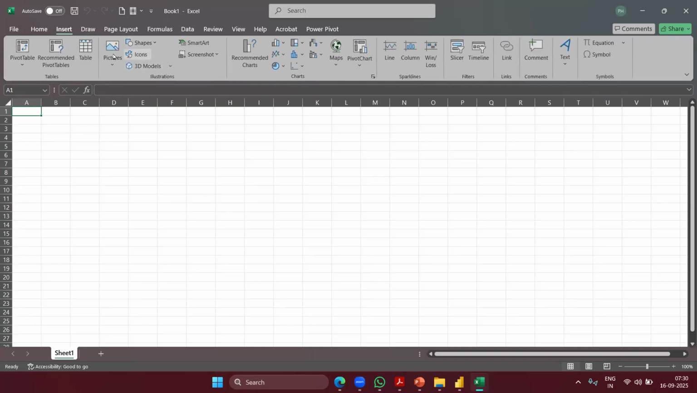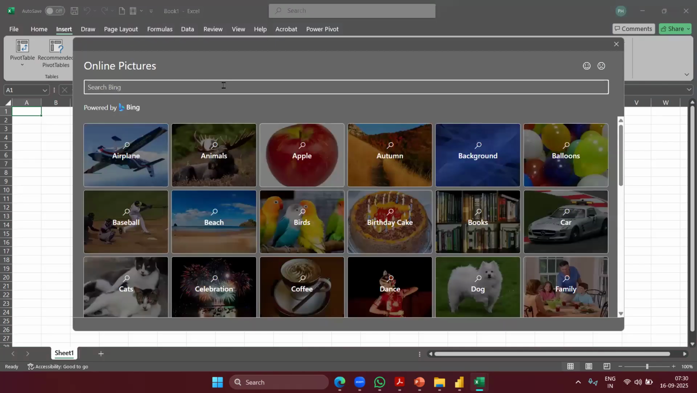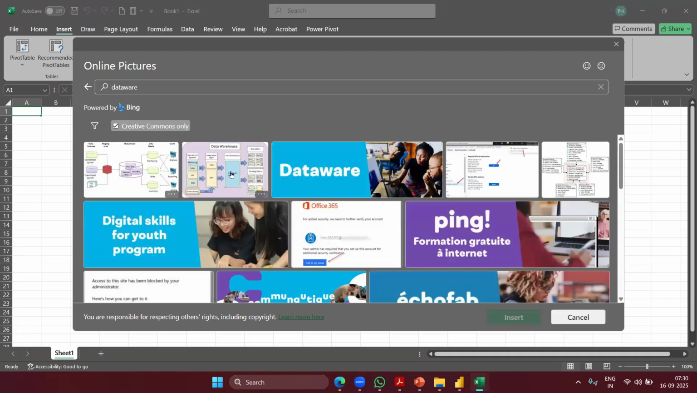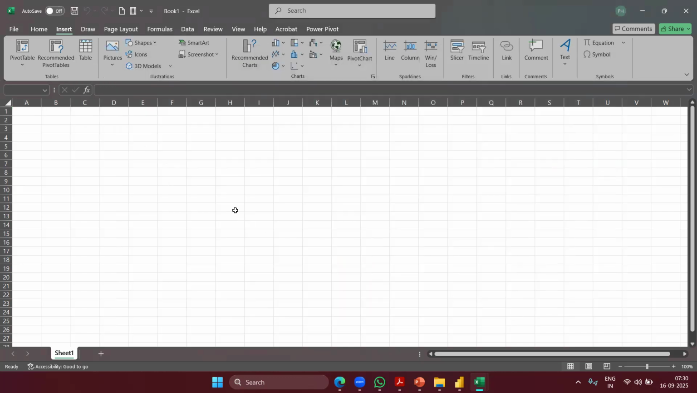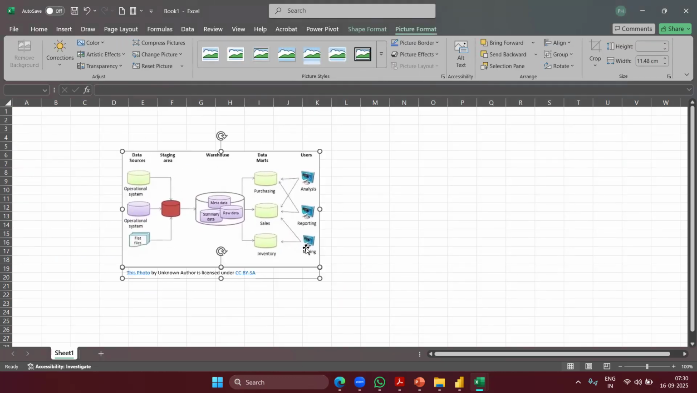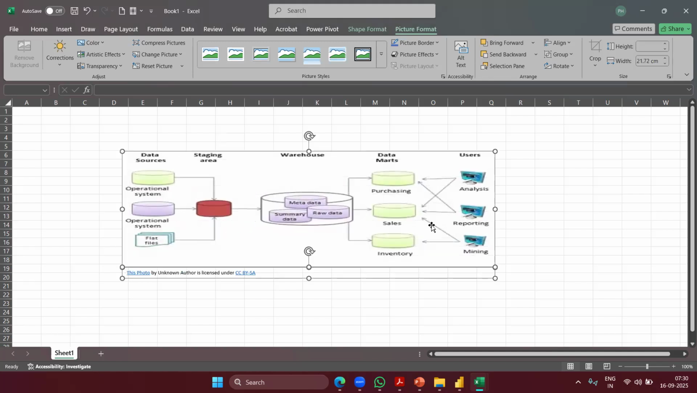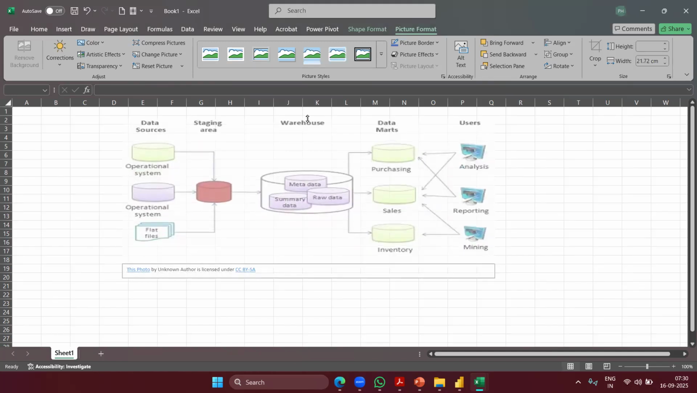1,000 words. So I will start with a picture, and this is the default picture every data warehouse trainer will use. Very simple and straightforward picture. I'm just maximizing this one.